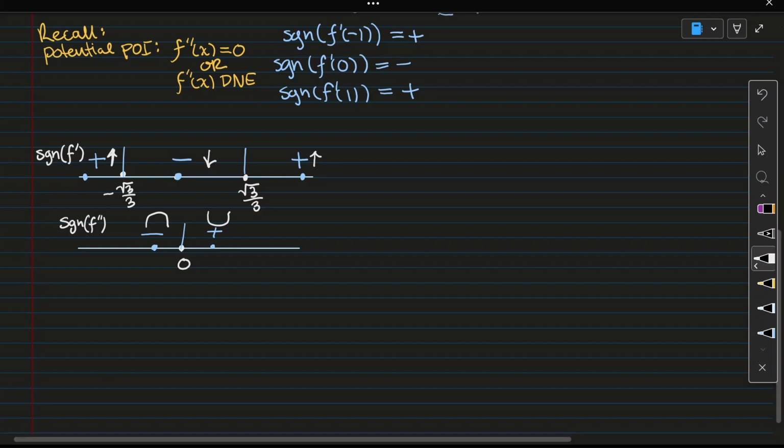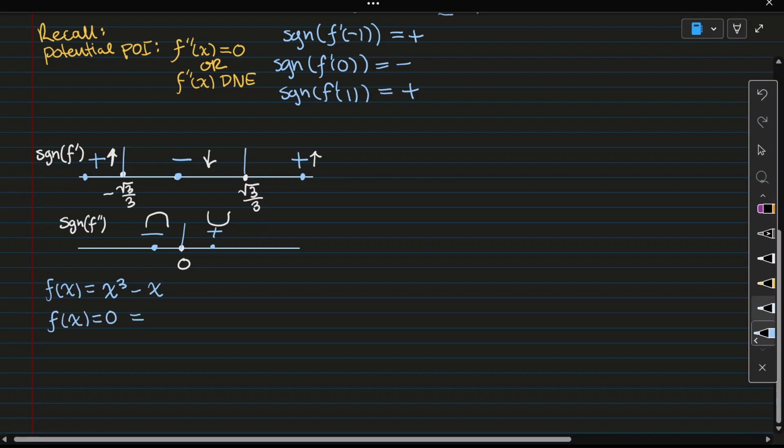Some other things that are going to help me sketch this curve is to figure out where the zeros of my function are. So remember that f of x is equal to x cubed minus x. If I want to find some zeros, I need to find when f of x is equal to 0, and that happens when x cubed minus x is equal to 0.